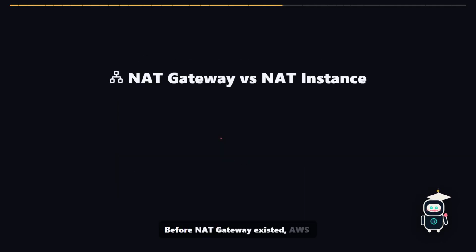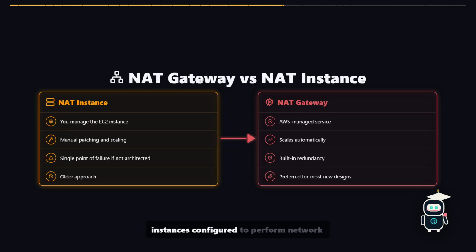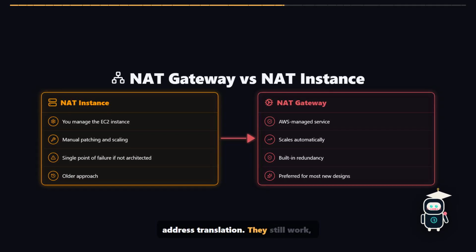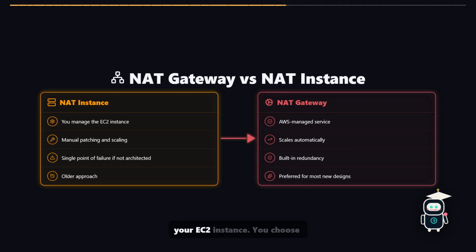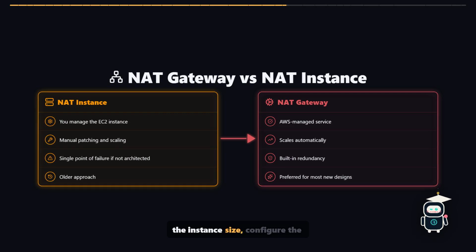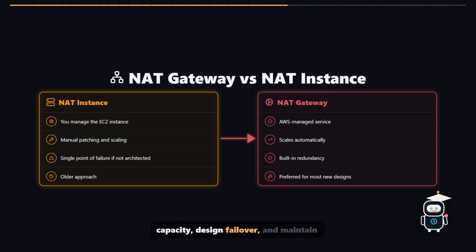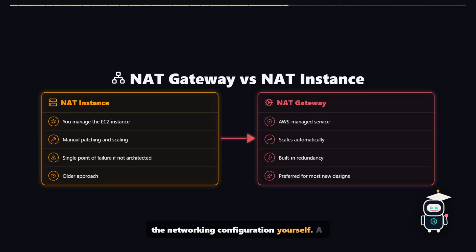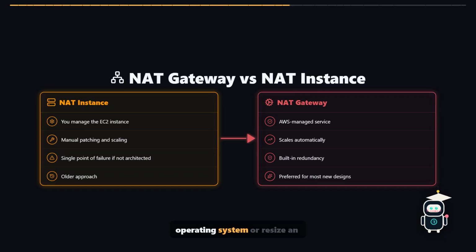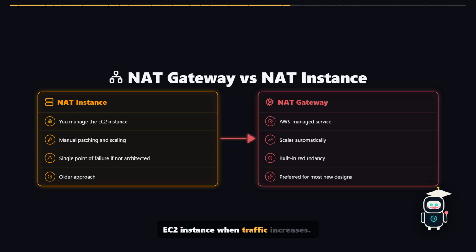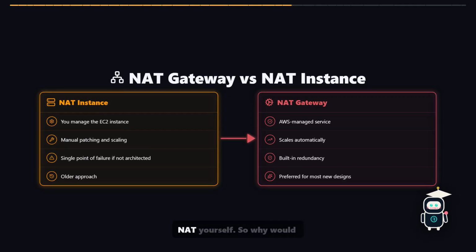Before NAT Gateway existed, AWS customers commonly used NAT instances, EC2 instances configured to perform network address translation. They still work, but there's an important operational difference. A NAT instance is your EC2 instance. You choose the instance size, configure the operating system, manage patches, monitor capacity, design failover, and maintain the networking configuration yourself. A NAT gateway is managed by AWS. You don't patch an operating system or resize an EC2 instance when traffic increases. That removes much of the infrastructure management associated with running NAT yourself.